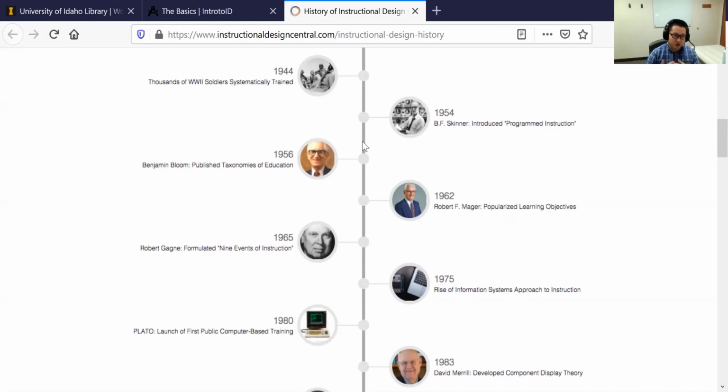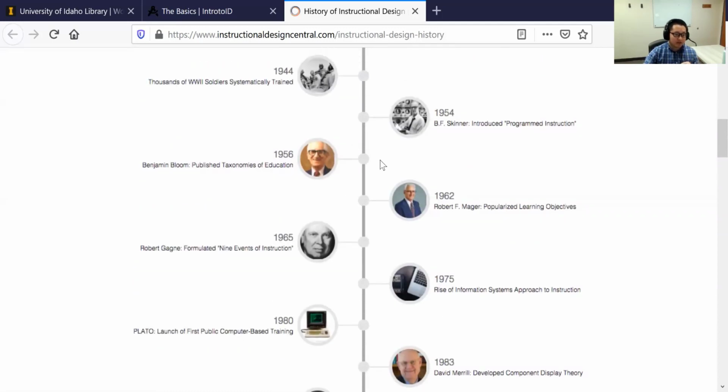And instruction has been taking place for hundreds, if not thousands of years. But this was the first time that we had so many people that needed to be trained in such a short amount of time. And how do we train them efficiently and effectively? So this is where instructional design comes into play.